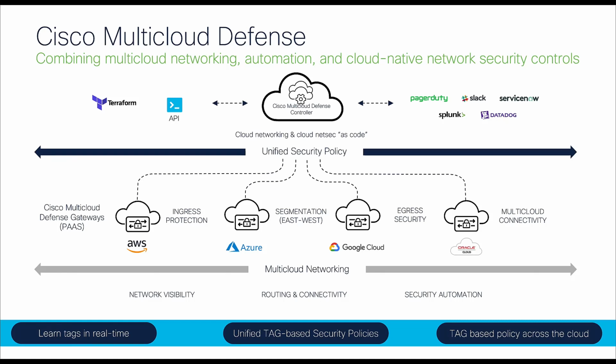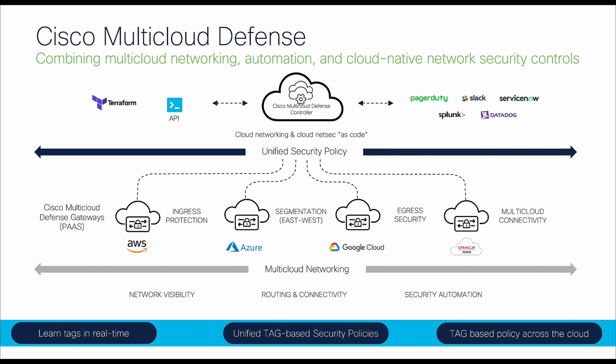Now, in terms of what kind of benefits we give with multi-cloud defense, you can enable visibility. When you onboard your account, you can enable visibility. You can automate security deployment. The controller is smart enough to deploy and insert your gateways in your data path, and it will handle all the complexities related to routing and connectivity.